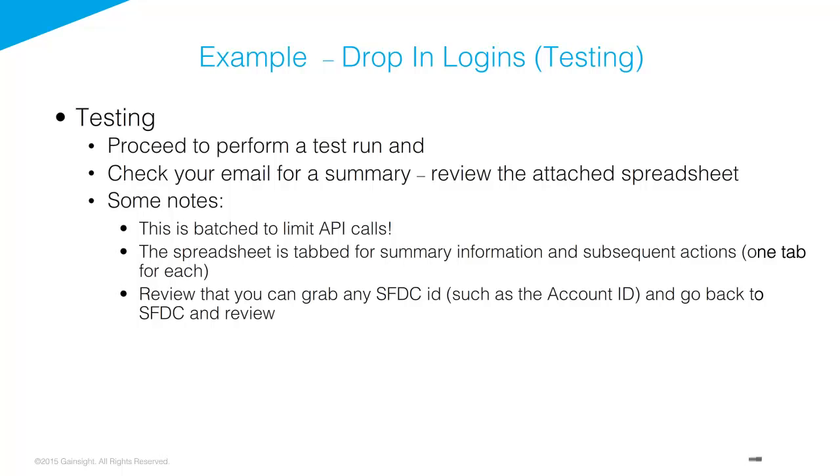Once we've completed our action, let's perform a test run. With the rules engine, it's pretty hard to run a rule without first testing it. For a test, you'll be sent an email with all the details. Rules are batched to limit API calls in Salesforce, but as a result, Gainsight sends you quite a bit of information. Let's step through this.